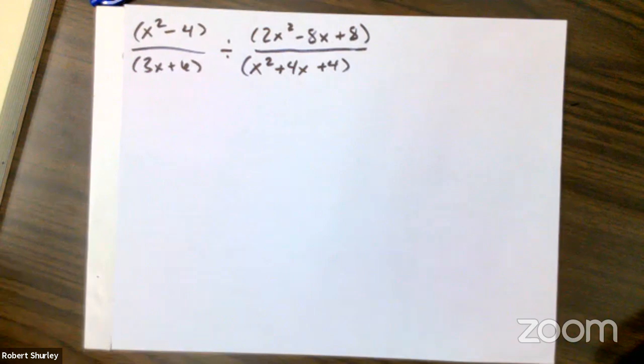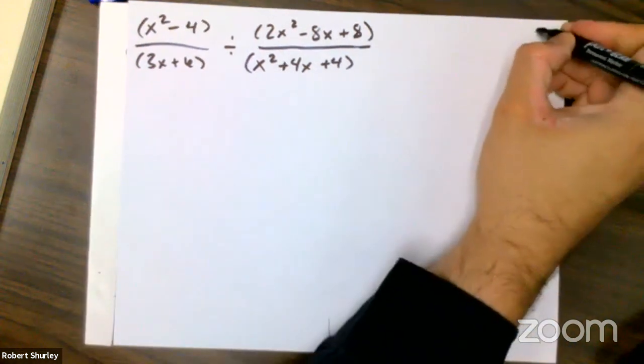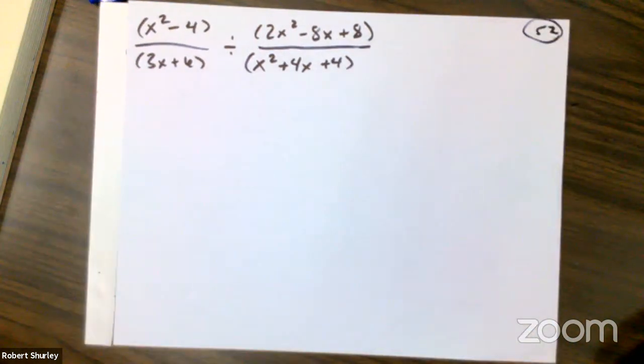So try this. This is number 52 on page 439. So I'll give you a few minutes. Again, remember to flip it. And I would flip it on the first step and then just simplify all of them. All of these are going to factor.